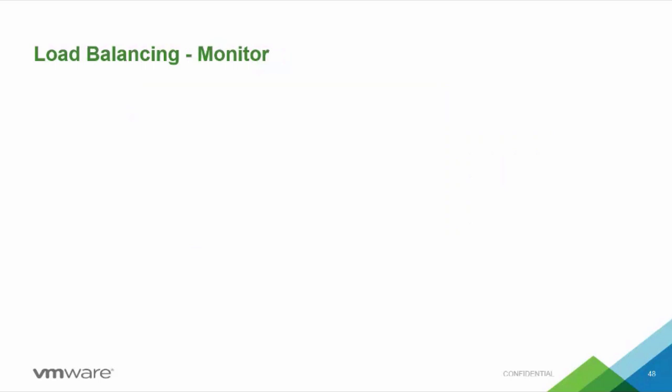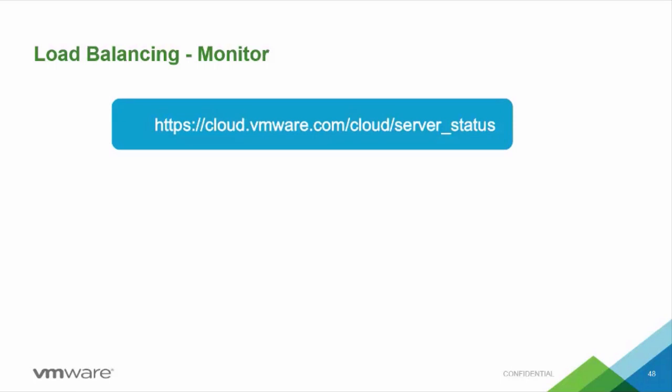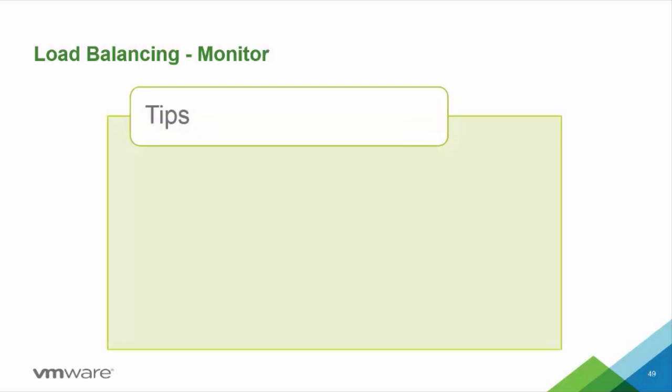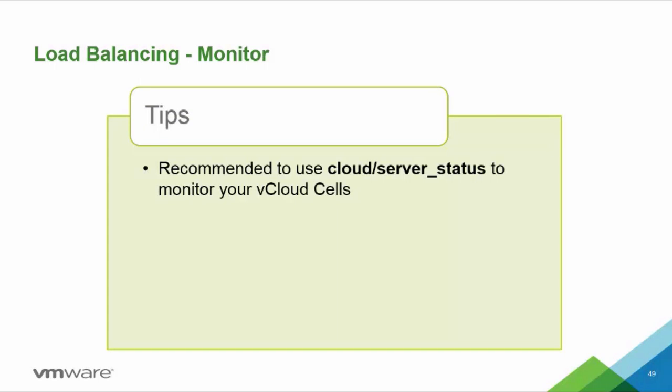With vCloud, we have 2 key URLs that we would use to monitor the status of those cells: /cloud/server_status or /API/versions. Now a tip we have based on that, and it's something that's not in the documentation currently, is that we'd recommend you use cloud/server_status to monitor your vCloud cells. During a discussion with engineering, it was found that /API/versions actually puts a higher load on the cells to return a response to that request.